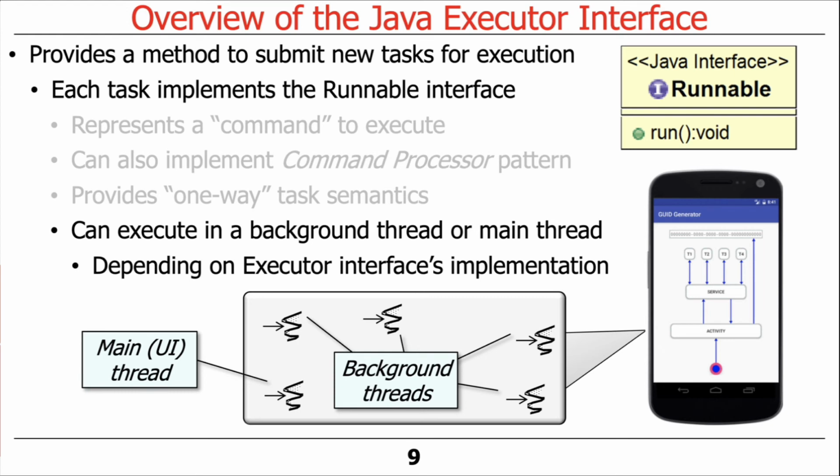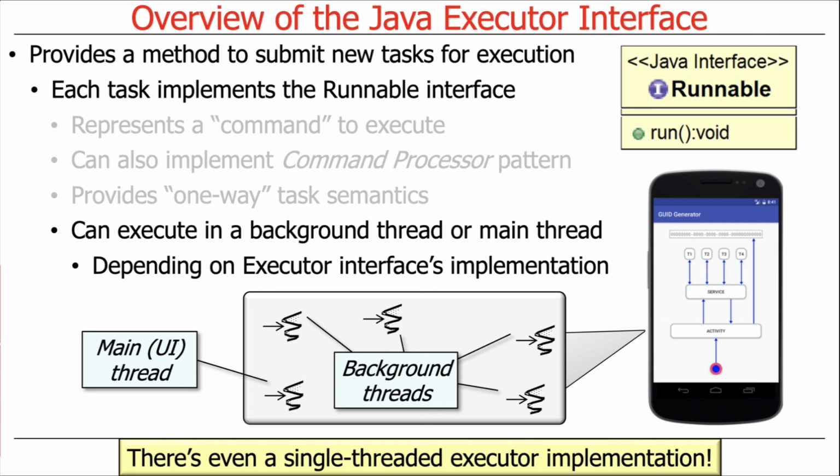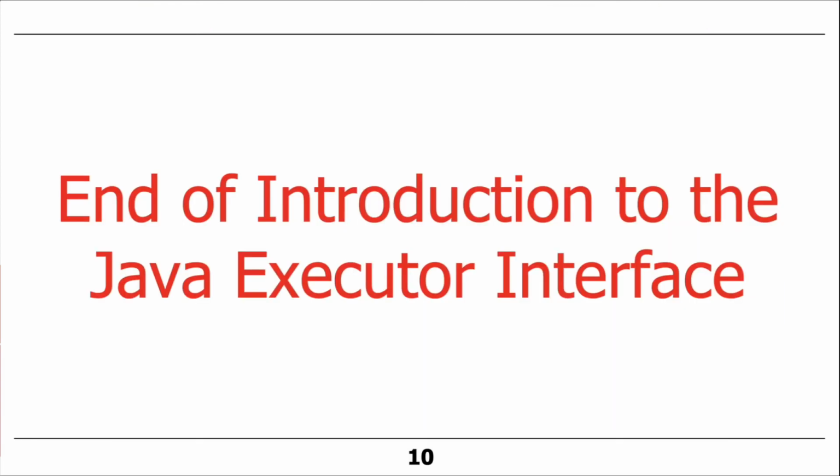The Runnable can actually execute in a couple of different contexts. It could execute in a background thread. That is by far the most common way to do things. Or it could be executed in the main thread or the calling thread. And whether it executes in a background thread or in the calling thread or the main thread depends on the implementation of the Executor interface. So depending on how you set it up, it might execute in the background, it might execute in the calling thread. It's your choice. You get to decide where it goes. There's even a single-threaded executor implementation, which seems a little bit goofy, and it probably is. I think they just put it in there for completeness, but you would typically not do that.